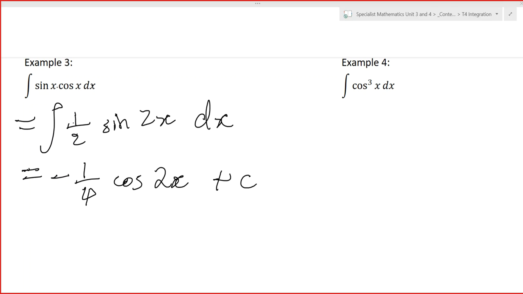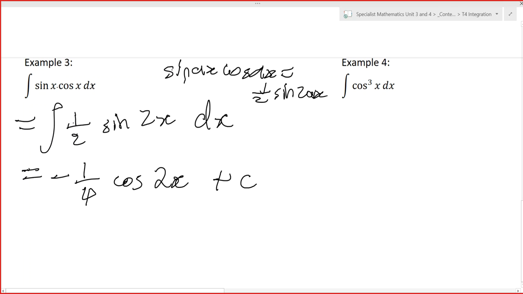I guess just writing that is enough working out, by the way. Possibly it might be good to actually show, like write the identity above that, to sine 2ax. That might be worth a mark.